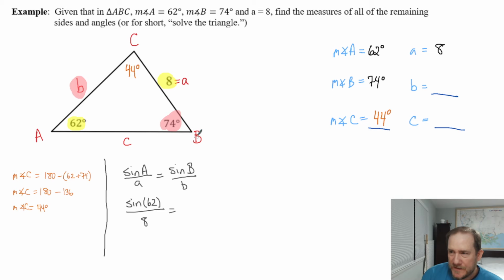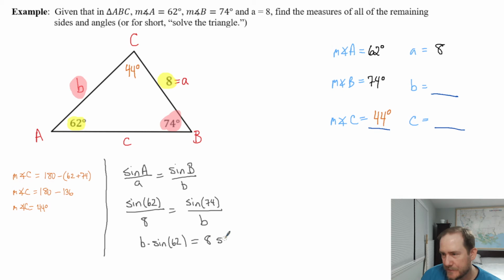And so now, because I know angle B, I can say that the sine of 74 divided by side b has to be equal. So I've got myself now a proportion that has only one variable, right? I knew angle A, and I knew side a, and I knew angle B. That means side b is the only variable left to solve for, and I can solve for it pretty quickly by technically cross-multiplying, I guess. As you get better at this, you'll be able to just do this more efficiently, but I'll cross-multiply, sure. I get b times sine of 62, and that equals 8 times the sine of 74.